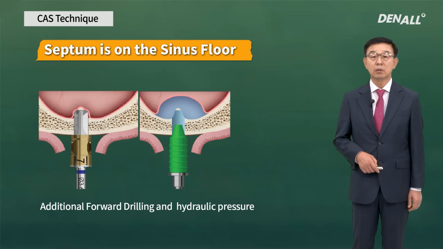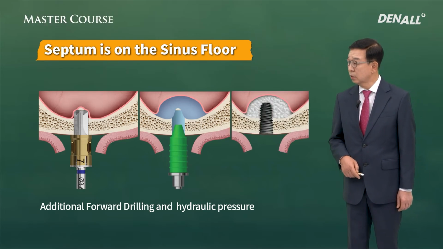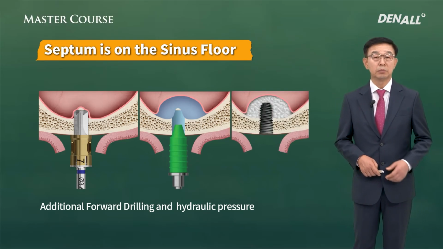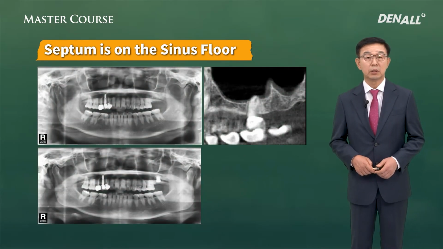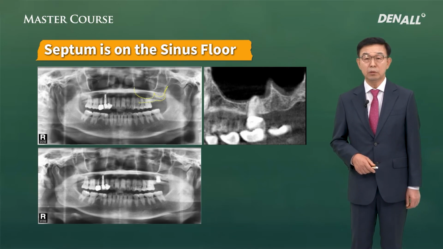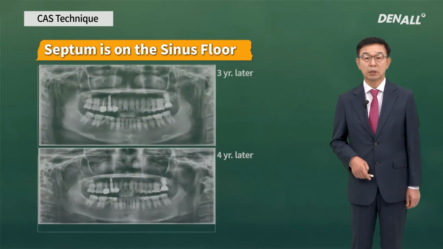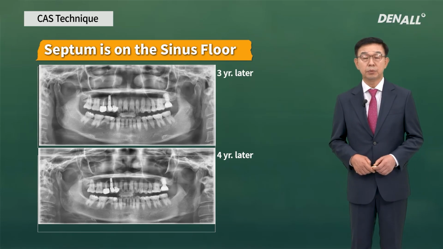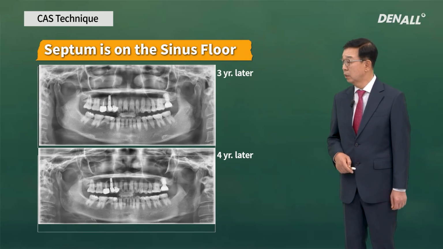Finally, I'm going to talk about doing hydrolift and placing implant after bone graft. This is an example. This is male patient in mid-40s and number 17 as shown. There's septum on the X-ray. In this case, CAS kit can be used to place implant easily. This is 5 years after surgery and it is well maintained.